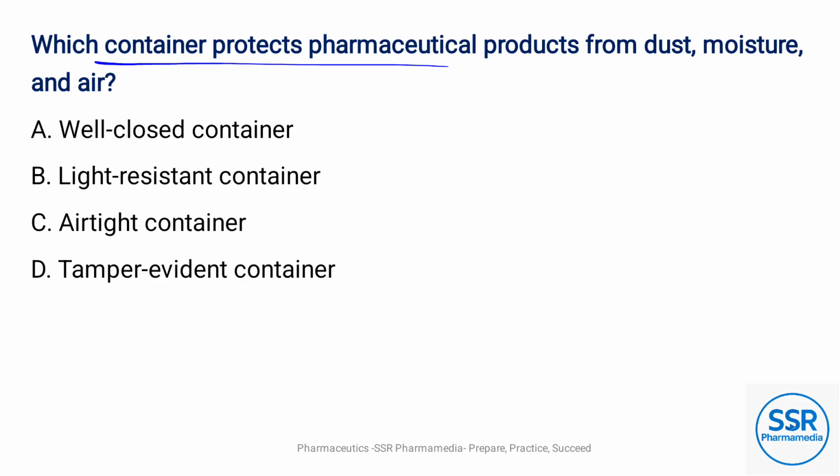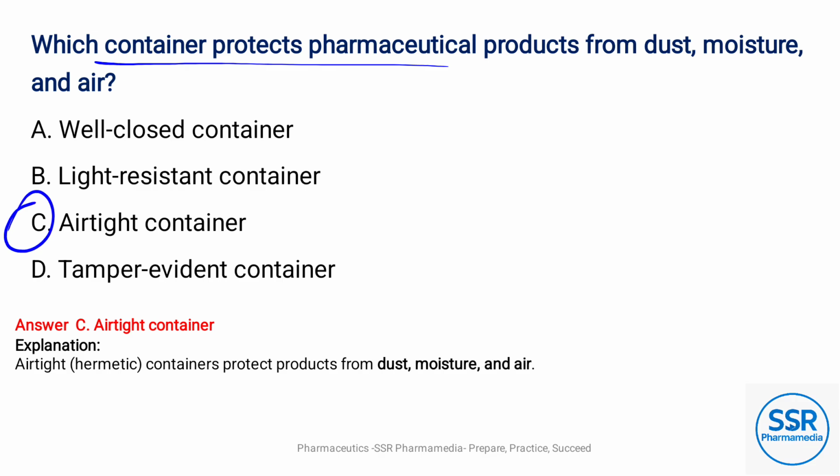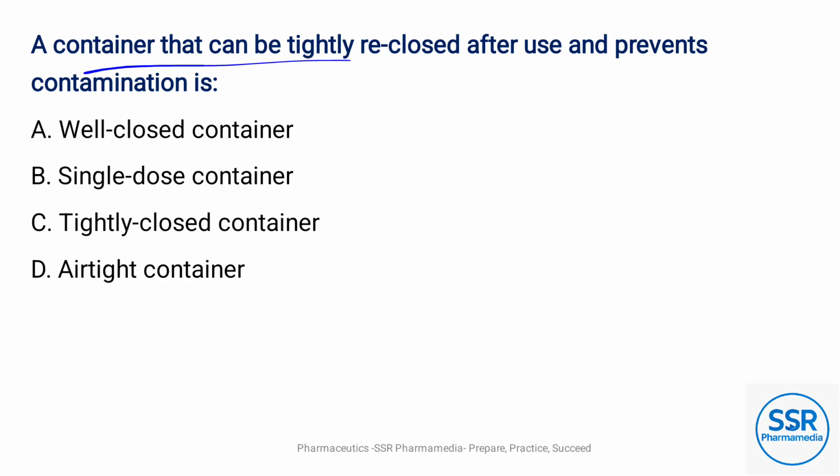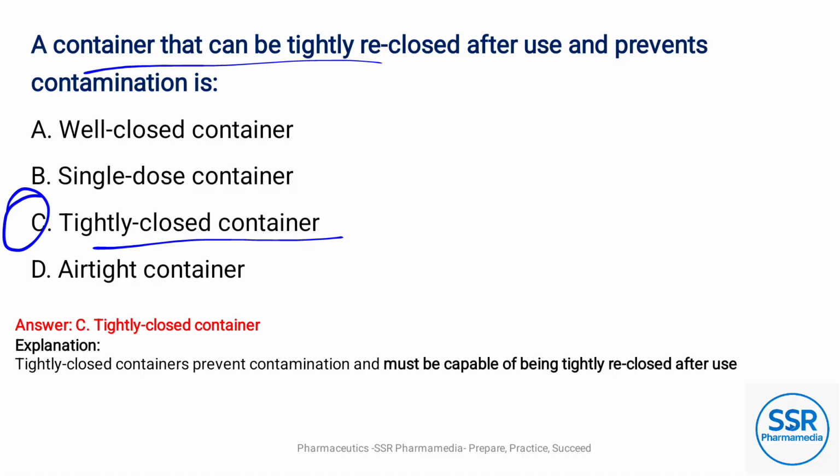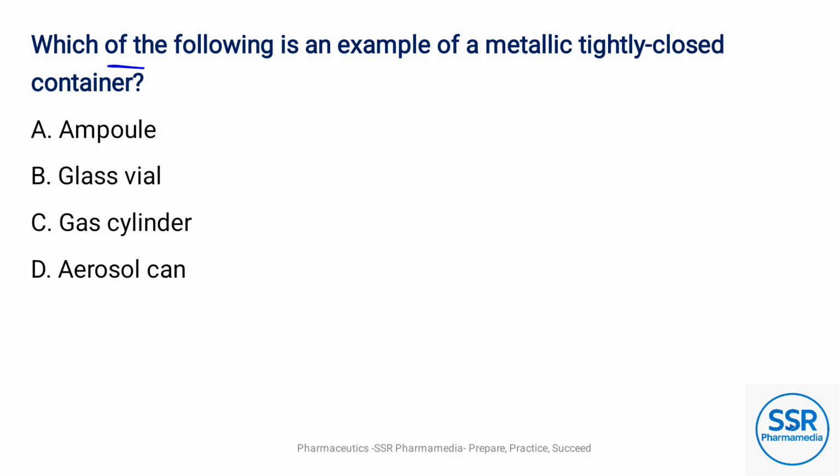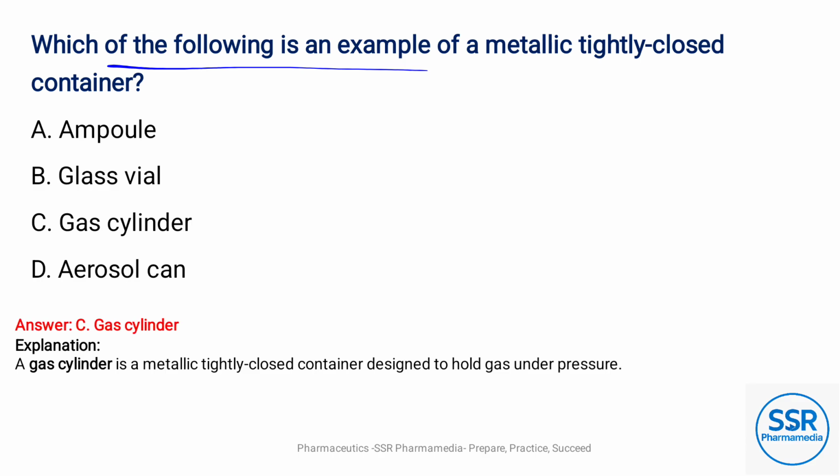Which container protects pharmaceutical products from dust, moisture and air? Option C, airtight container. A container that can be tightly reclosed after use and prevents contamination is, option C, tightly closed container. The tightly closed container prevents contamination and must be capable of being tightly reclosed after use. Which of the following is an example of a metallic tightly closed container? Option C, gas cylinder. A gas cylinder is a metallic tightly closed container designed to hold gas under pressure.